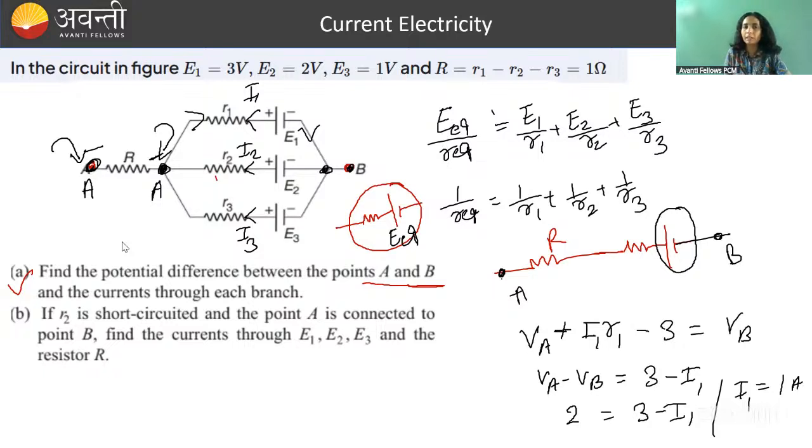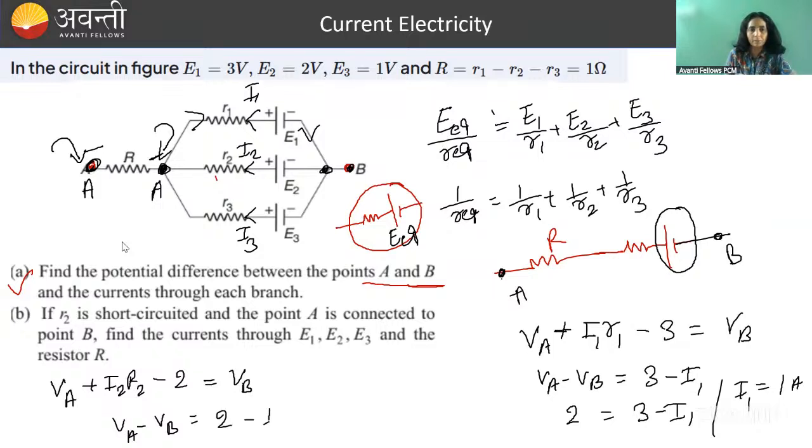Similarly, you can calculate I2. I2 आप कैसे निकालोगे? Again, you will write VA, and we are moving opposite to the direction of current. I2 R2, minus, क्या लिखोगे? E2. E2 is your 2 volt and this is equal to VB. Again, VA minus VB is equal to how much? 2 minus I2 R2. Again, VA minus VB is 2 volt, so this will get cancelled with this. I2 will be 0. So this I2 is 0.